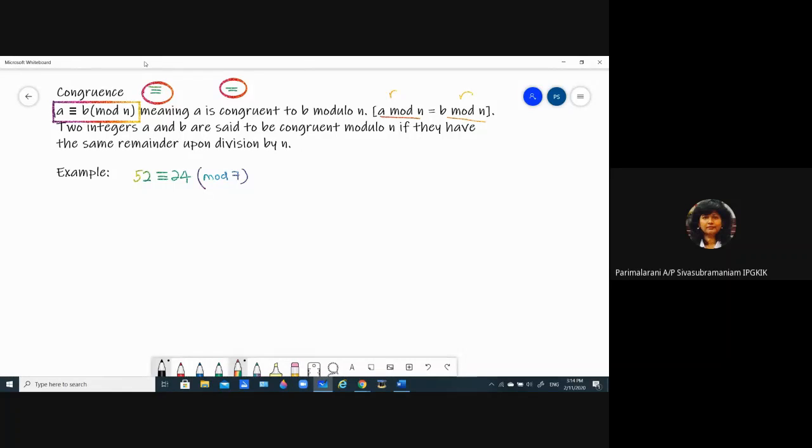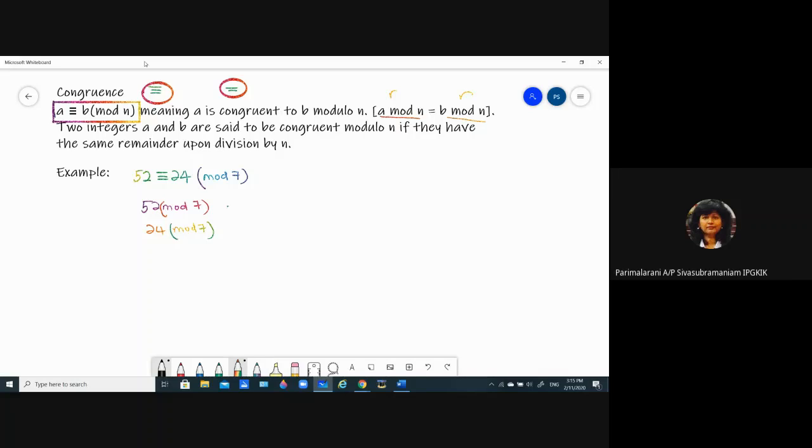Okay, let's see whether this is true or false. We know these two are congruent if 52 mod 7 is the same as 24 mod 7. If these two are the same, then this is correct.